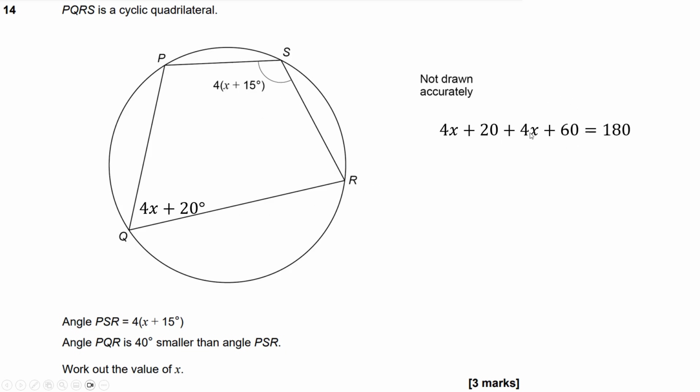60 plus 20 is 80. 4x add 4x is 8x, so 8x add 80 is 180. Take away 80, so 8x equals 100, x equals 12.5, or 100 over 8, or 50 over 4, or 25 over 2 if you prefer.